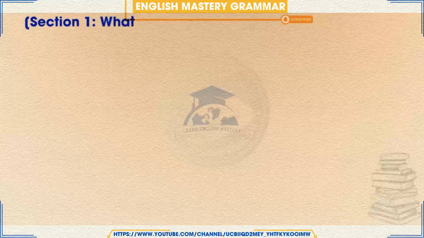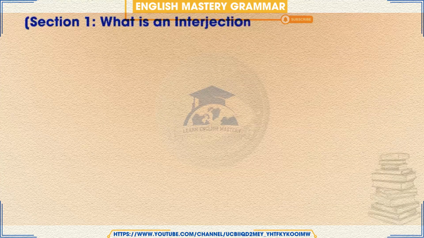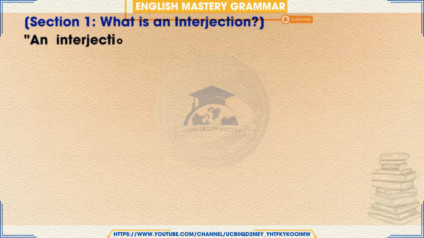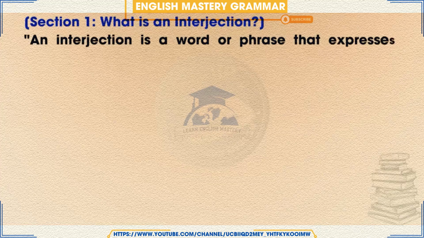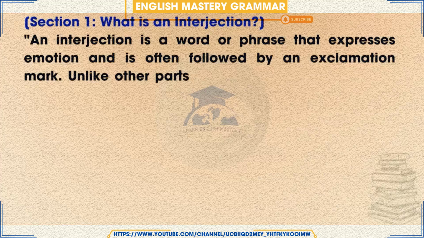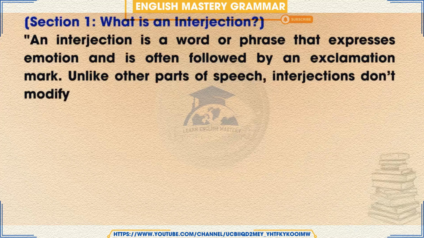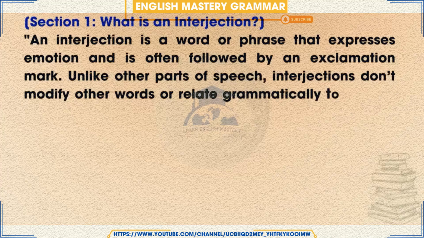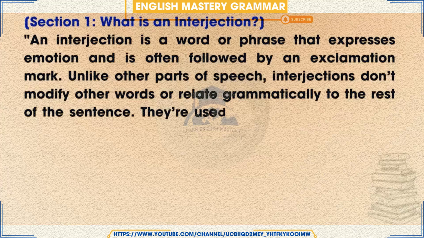Section 1. What is an interjection? An interjection is a word or phrase that expresses emotion and is often followed by an exclamation mark. Unlike other parts of speech, interjections don't modify other words or relate grammatically to the rest of the sentence. They're used to express spontaneous feelings or reactions.